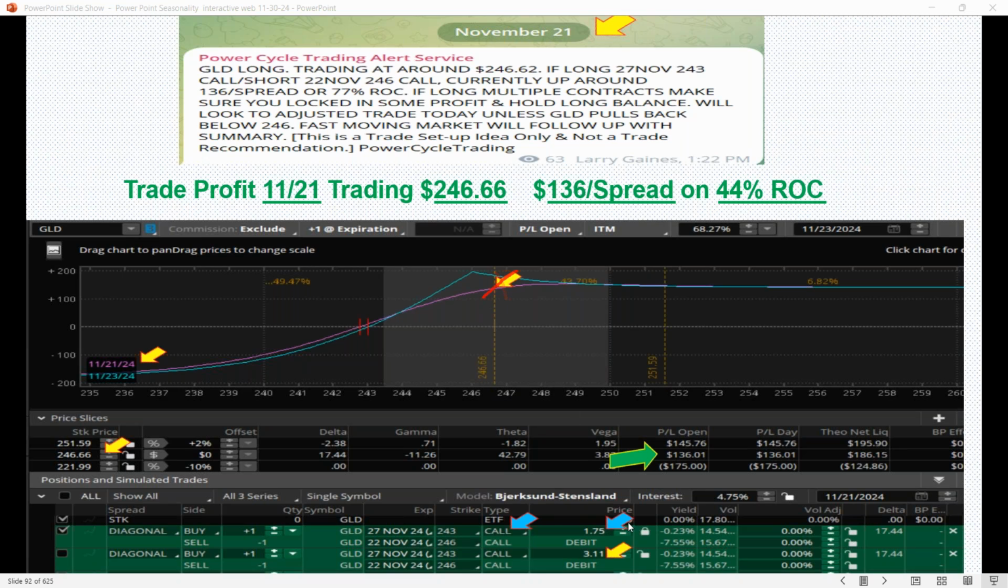We had this set up at $1.75. It was now trading at 311, so that spread blew out. We were up $136 per spread, a 44% return.